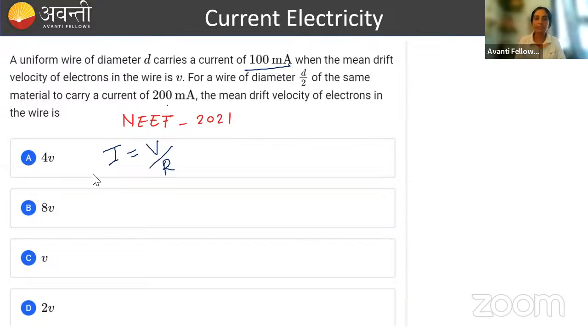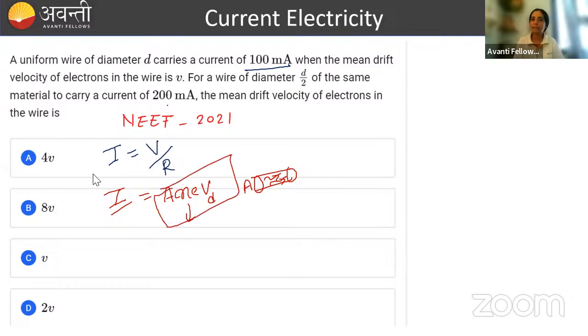One is the one we used in class 10th, and second is on the microscopic level, I equals n A e Vd. What is this? If current is flowing through a conductor of area of cross section A, and the free charge carriers moving have drift velocity Vd, and n is the number of charge carriers per unit volume present, then current can be written like this. This can be the current formula also.